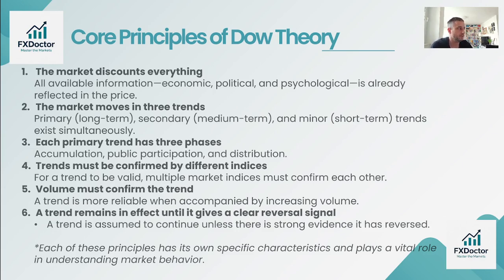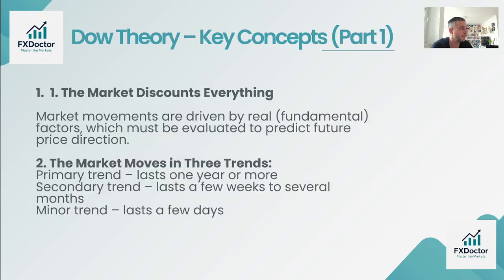Market discounts everything. Market moves in three trends. Each primary trend has three phases. Trends must be confirmed by the different indices. Volume must confirm the trend. A trend remains in effect until it gives a clear reversal signal.